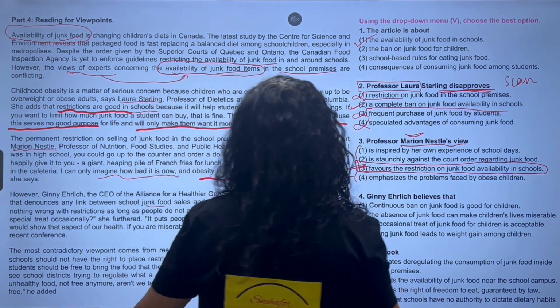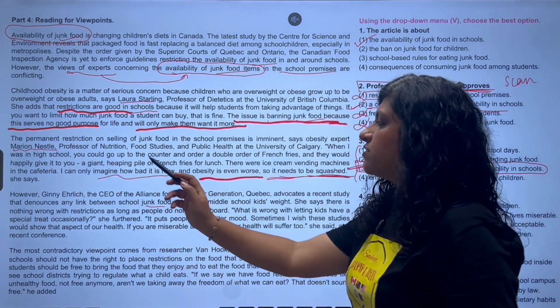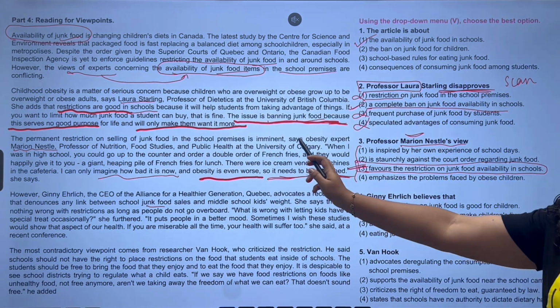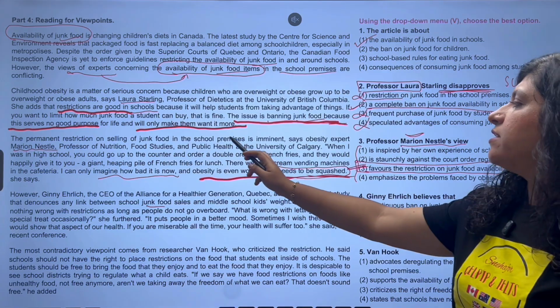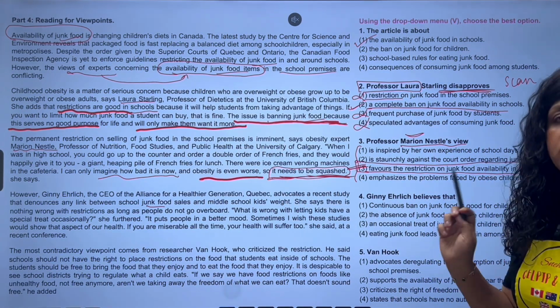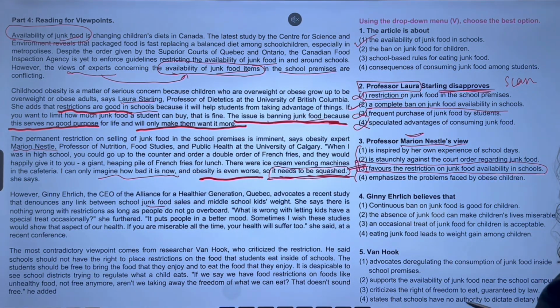The first line begins by saying that a permanent restriction on the selling of junk food in the school premises is imminent. It needs to be squashed. These things clearly point to this, that she favors the permanent restriction on junk food availability in schools, right? So that would be my answer.